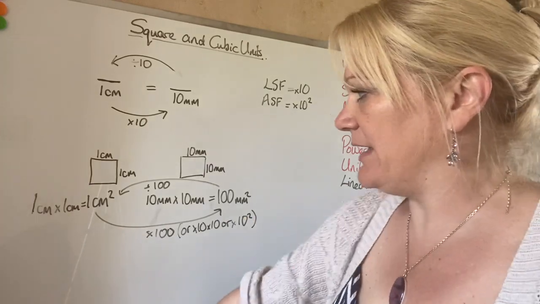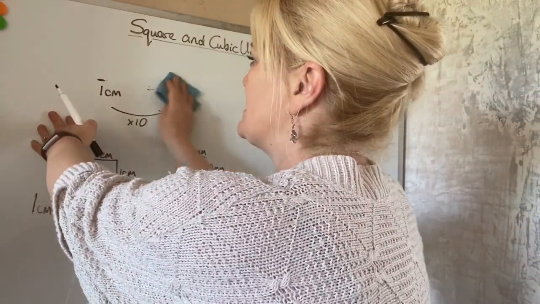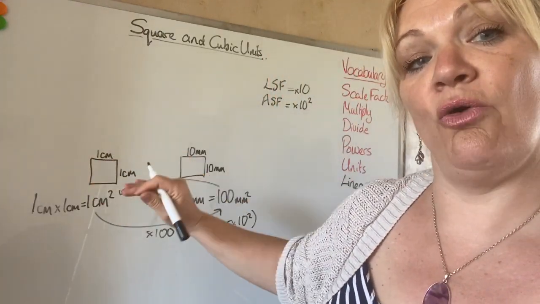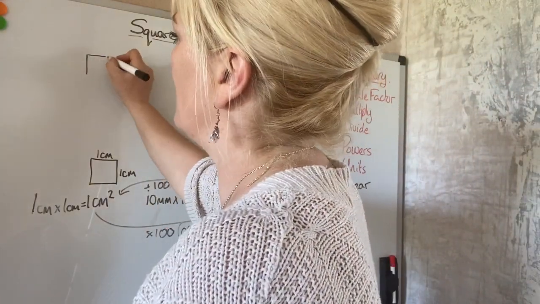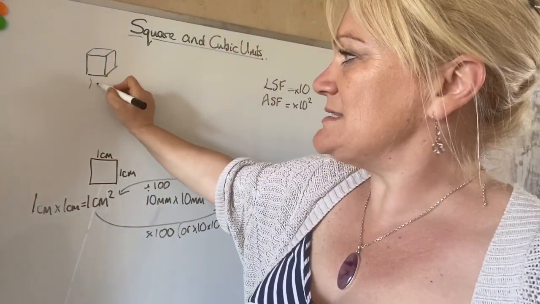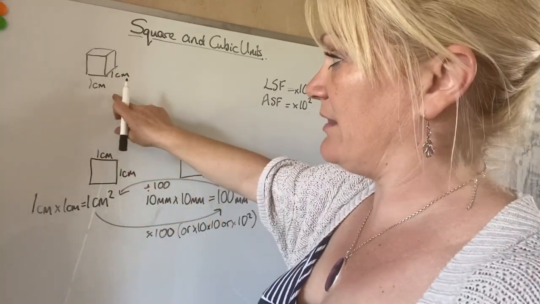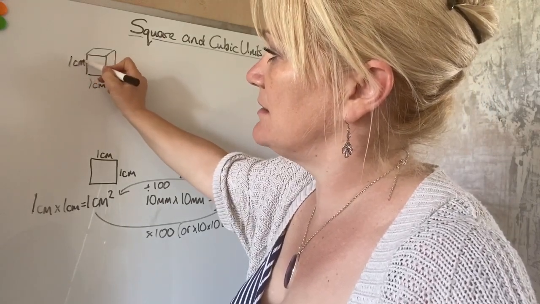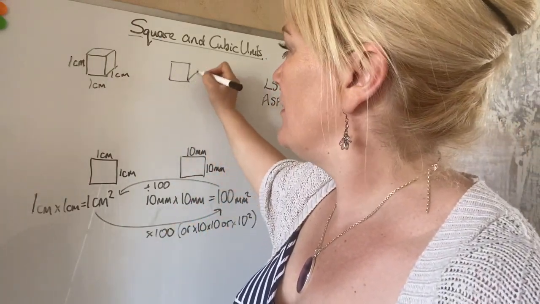Now the same thing applies when we come into volume. I'm going to have to rub this one out to make space. So if I now wanted to have, rather than lines or squares, cubes, just like that, my 1 centimetre over here, to find the volume, I'm going to do 1 centimetre for the width or the base times 1 centimetre for the height times 1 centimetre for the depth. It's exactly the same over here.